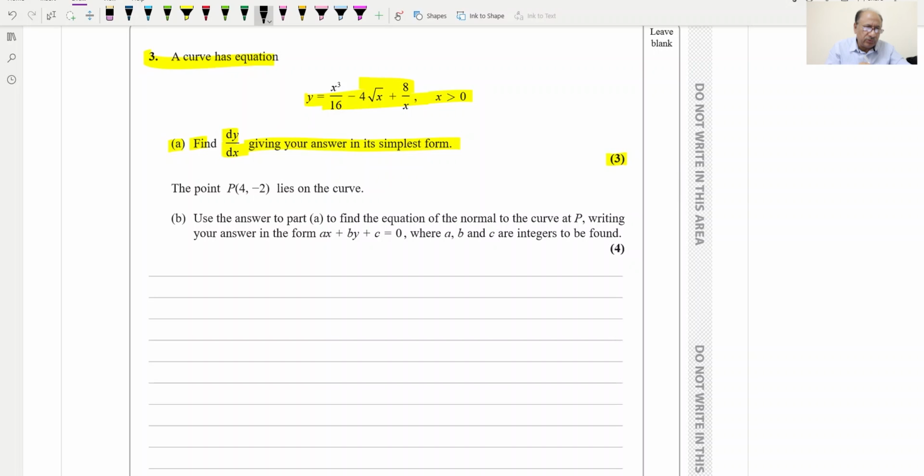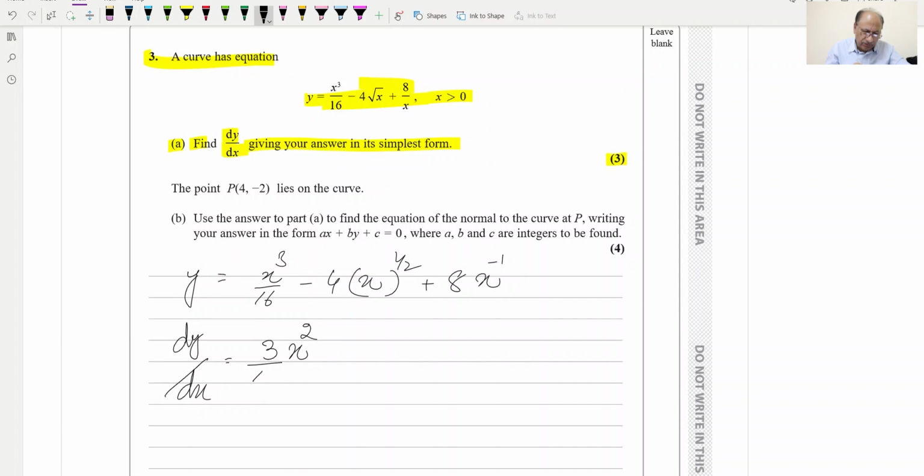So simple straightforward question. We can rewrite y as x raised to the power 3 over 16, minus 4x raised to the power 1 by 2, plus 8 times x raised to the power -1. Now we can differentiate, so dy over dx will be equal to: derivative of x cubed, the power is pulled first, and x raised to 3 minus 1, which is 2, divided by 16, and minus 4 as it is, power pulled first, so 1 by 2, and x raised to 1 by 2 minus 1, so it will be minus 1 by 2. Similarly, plus 8 as it is, power pulled first, which is minus 1, and x raised to minus 1 minus 1 will be minus 2.